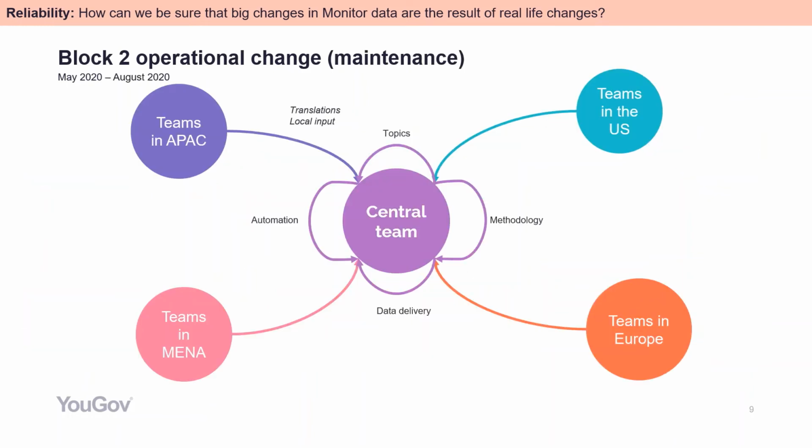And here is the optimal structure of how it looks now. So the central team is in control of all the topics that happened on the questionnaire. It's in control of all the methodology that the survey runs on. It's in control of how the data is delivered to each client. So it's all standardized across the board. What's important here is that the best structure that we found for running this project is a central team, but with local input.